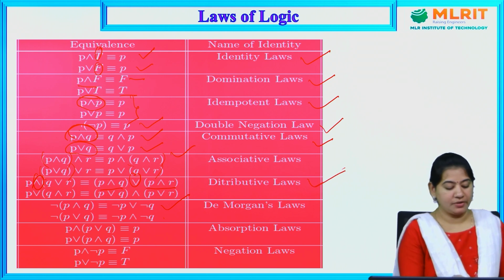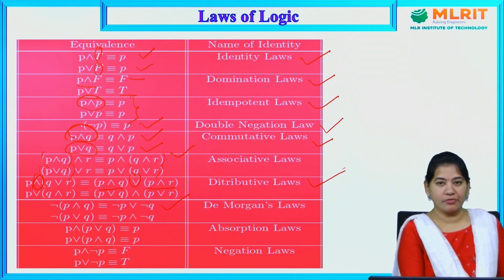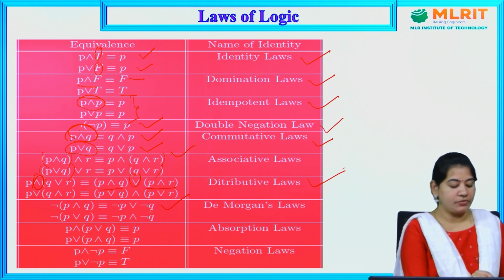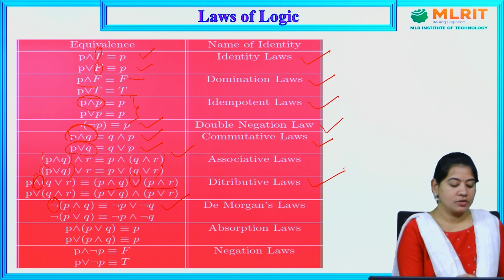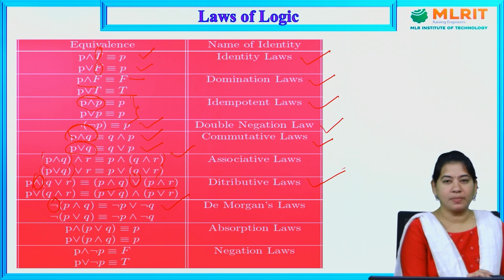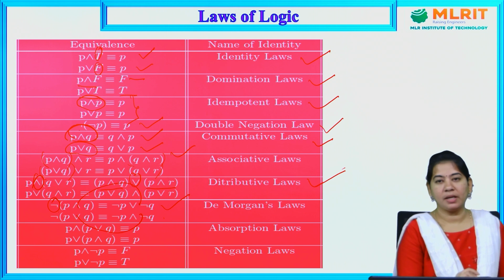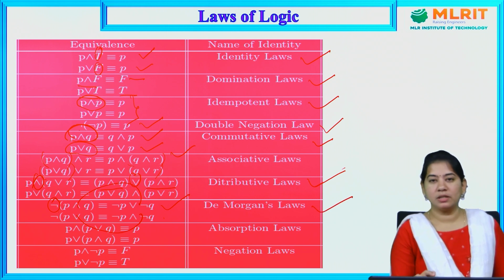So next here we have De Morgan's law, that is negation of (P and Q) is equivalent to negation P or negation Q. Means we are applying the negation for both the variables after releasing the bracket. So whenever you release the brackets and if you are applying the negation, this AND will become OR, and OR will become AND. This is called De Morgan's law.